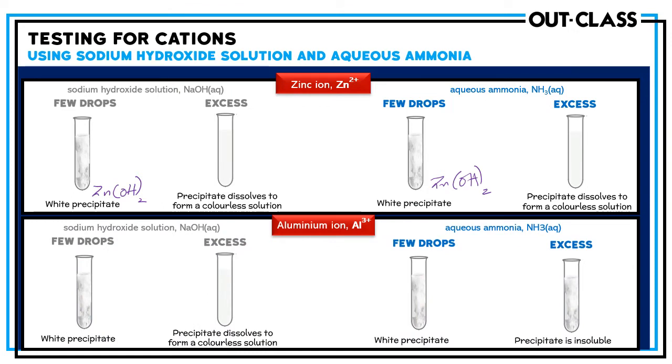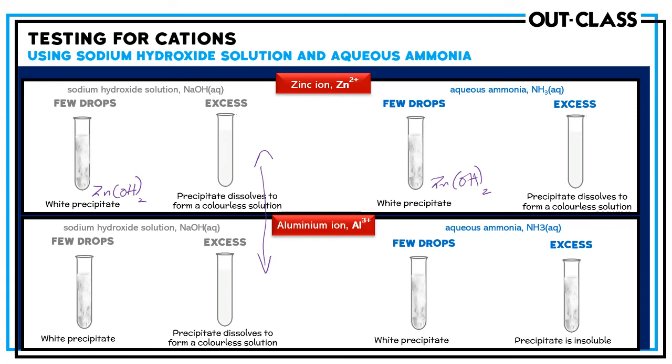In aluminium ion, when we add a few drops of sodium hydroxide, again the same white precipitate is seen, and the precipitate dissolves in excess of sodium hydroxide. So you see, the results are the same. Zinc and aluminium ion both form white precipitate with sodium hydroxide, and in both cases the white precipitate dissolves in excess of sodium hydroxide to form a colorless solution. So zinc and aluminium ion cannot be differentiated by sodium hydroxide.